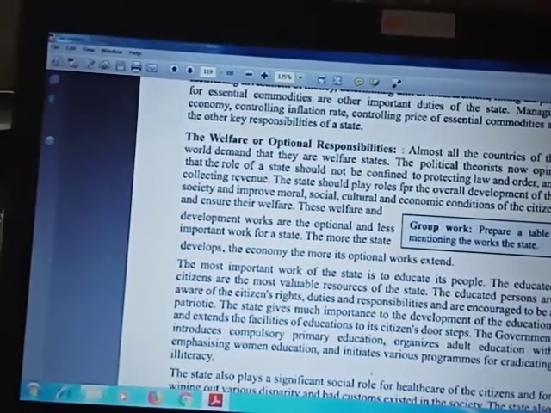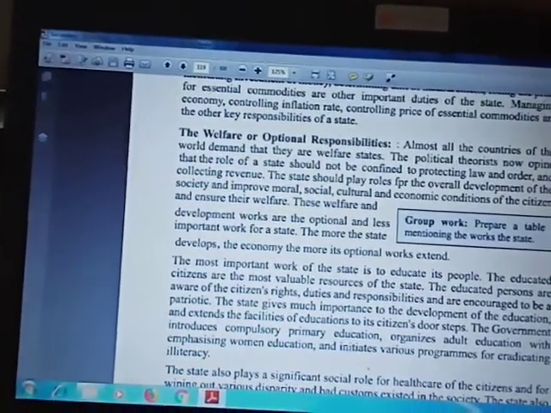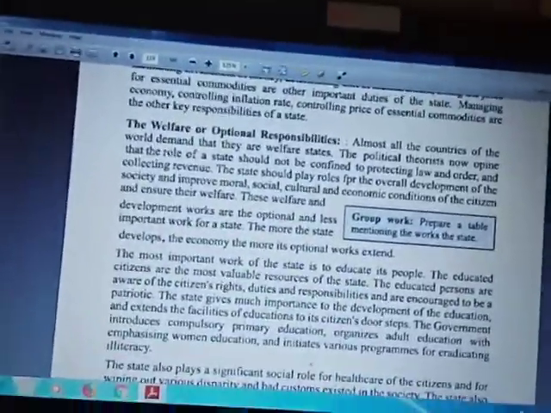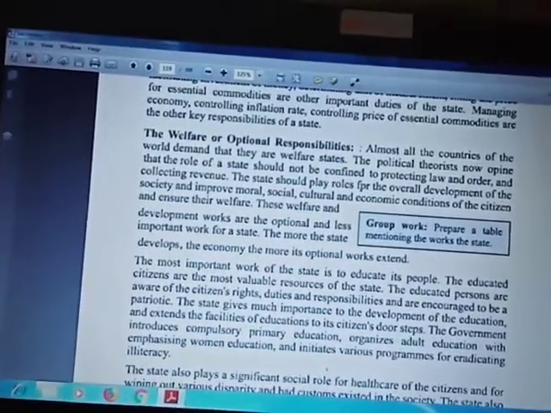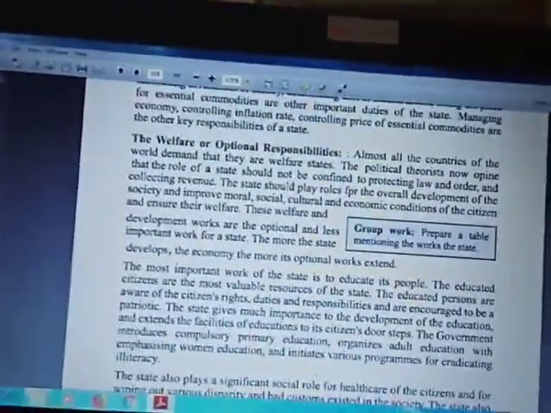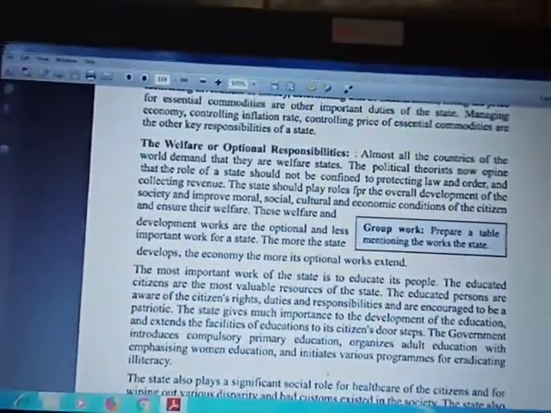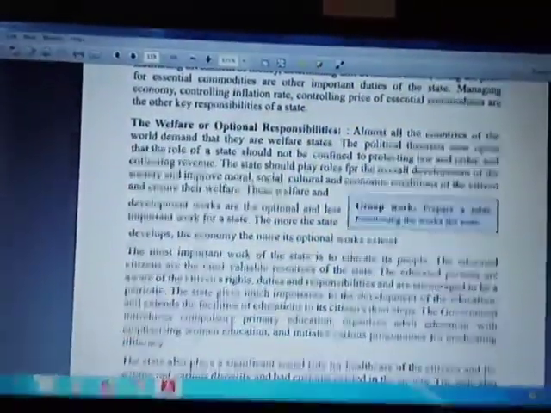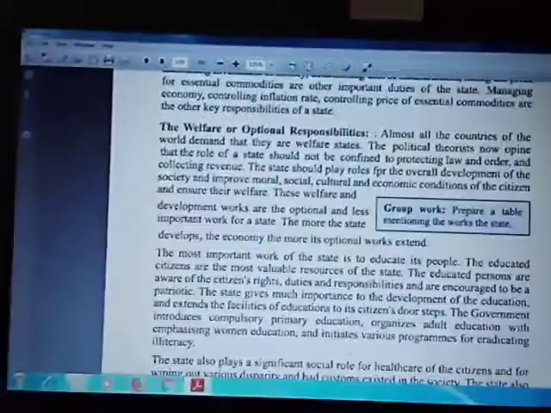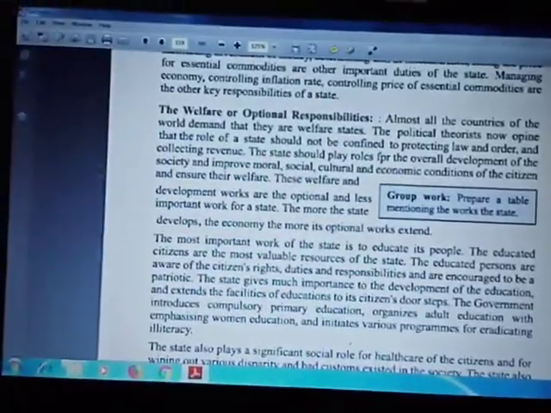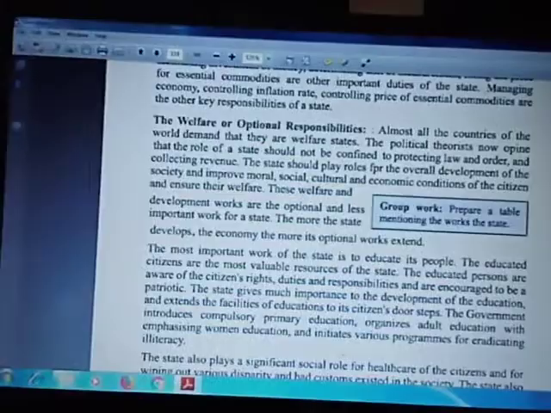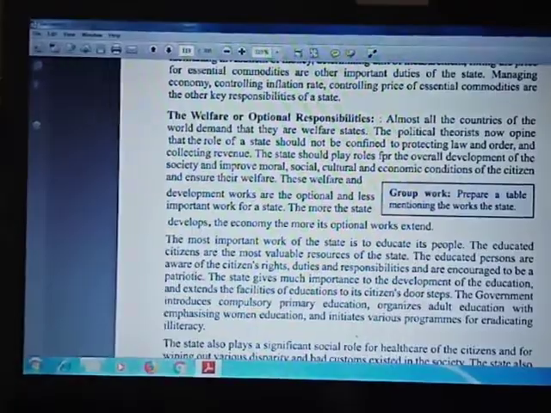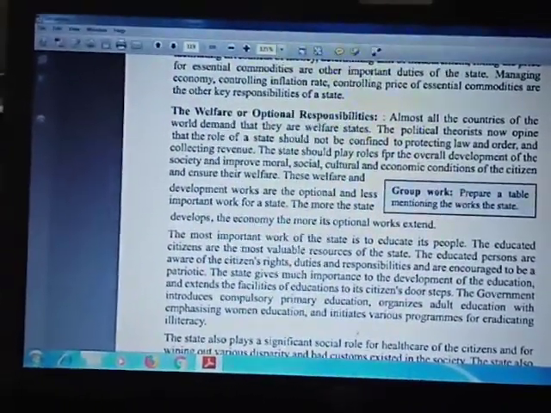The welfare or optional responsibilities. Almost all the countries of the world demand that they are welfare states. Welfare states actually ensure the highest facilities of the people, and everything is controlled by the central plan of government. The capitalistic economy did not run by the government only. It's partial work of government.